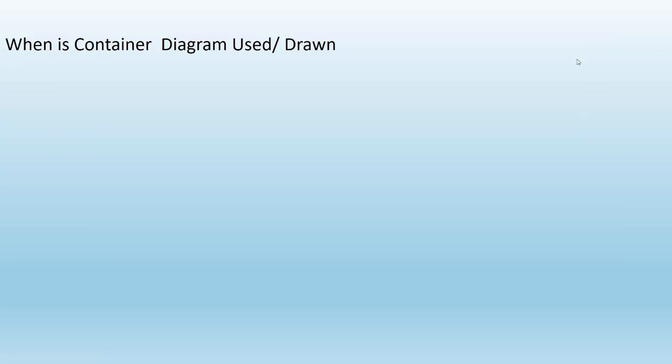Next, let's see when this container diagram is used. This diagram is mostly used during the initial phase of the project, and it's used to get a high-level understanding of technology choices at the start of the project. So that's a quick slide on when this diagram is used. Next, we do some hands-on. We try to create the container diagram for the AutoCAD project.